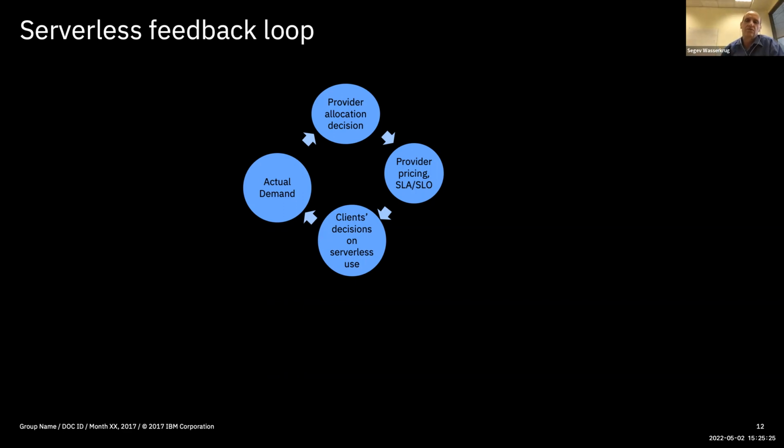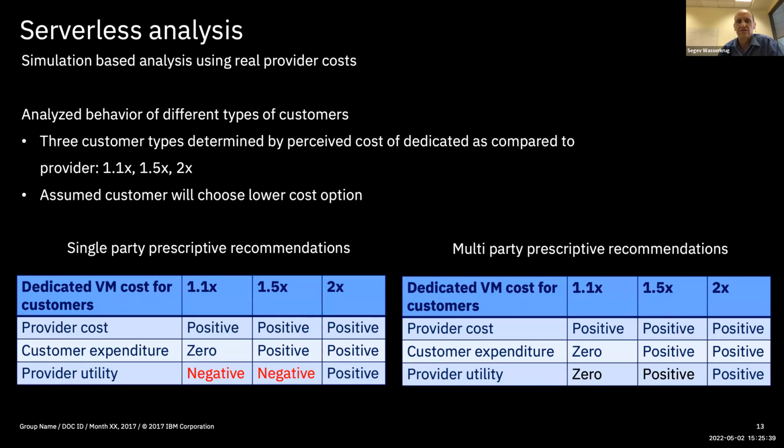And this will actually show, using simulation-based analysis, using actual prices for allocating machines for one of the cloud providers, and we actually looked at what we did. We looked at the way that clients may perceive the costs of a dedicated versus a serverless architecture. Now, what I mean by perceived cost, because typically when you do a dedicated, you don't just take how much you actually pay up front.